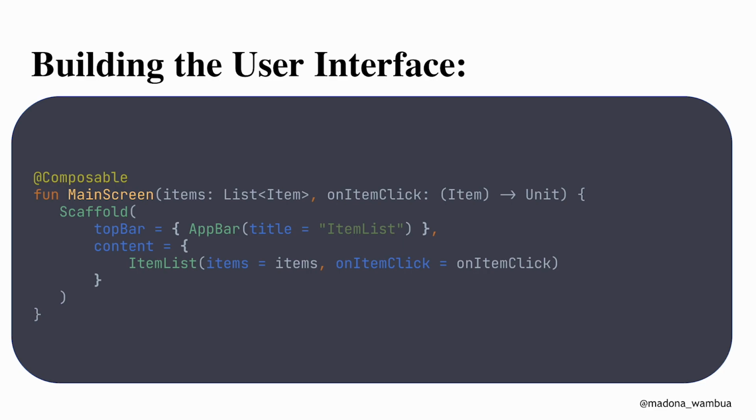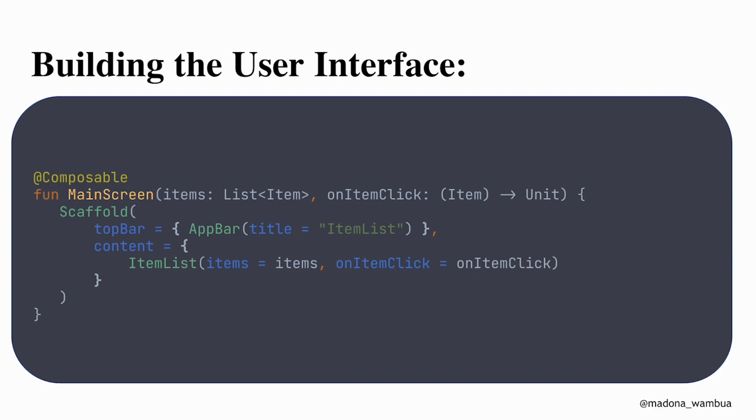It takes two parameters: a list of item objects that will be displayed in our UI, and onItemClick, which is a lambda function that takes an item as a parameter. This function will be called when an item in the list is clicked. When you click that item, we display it.